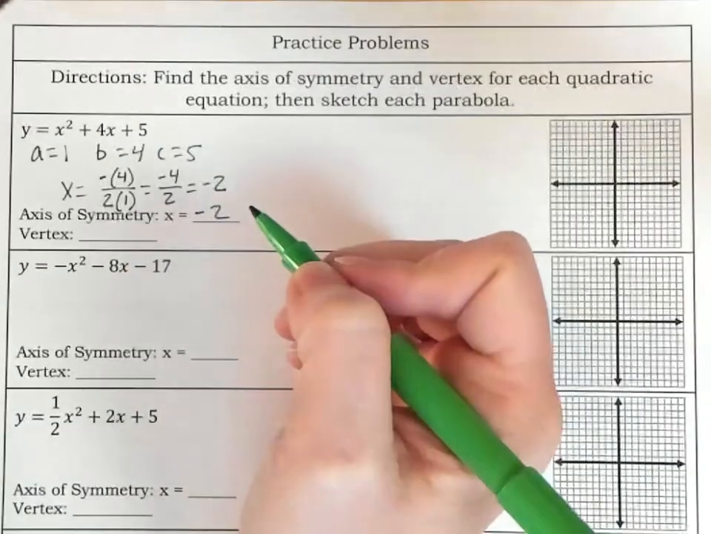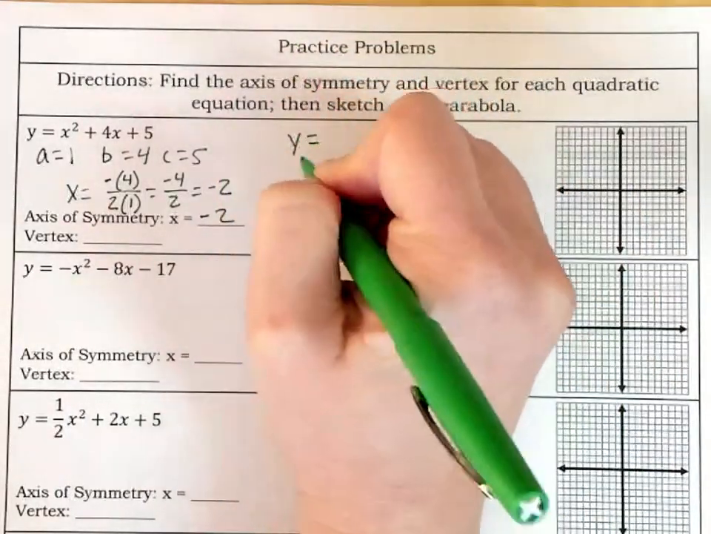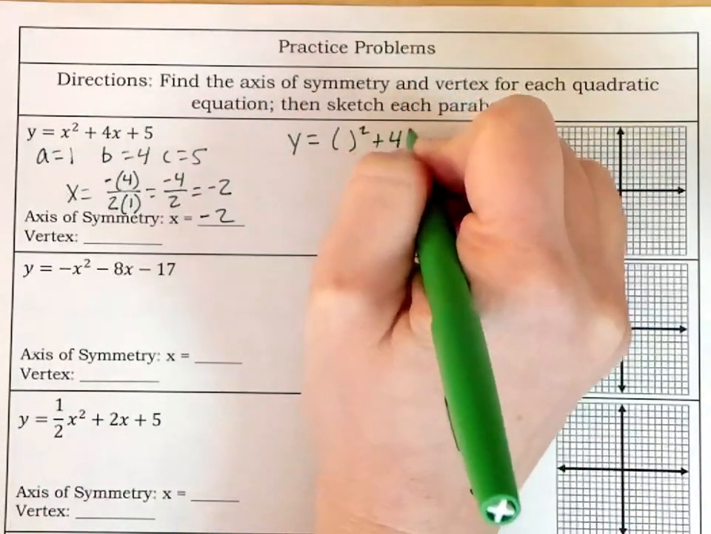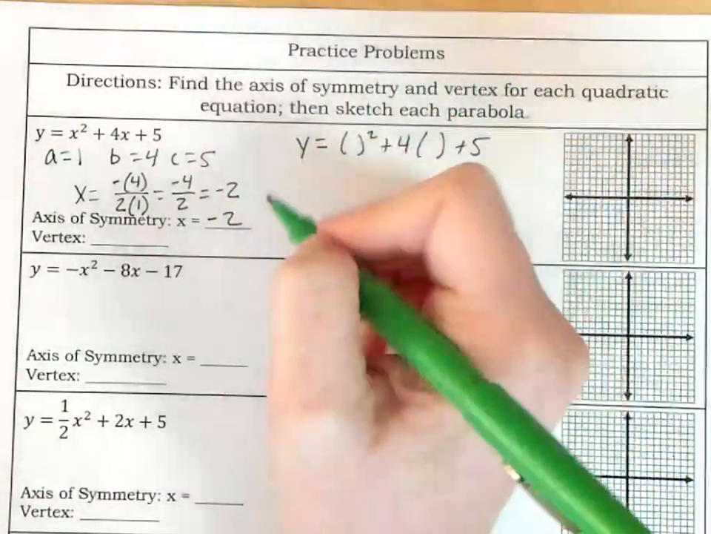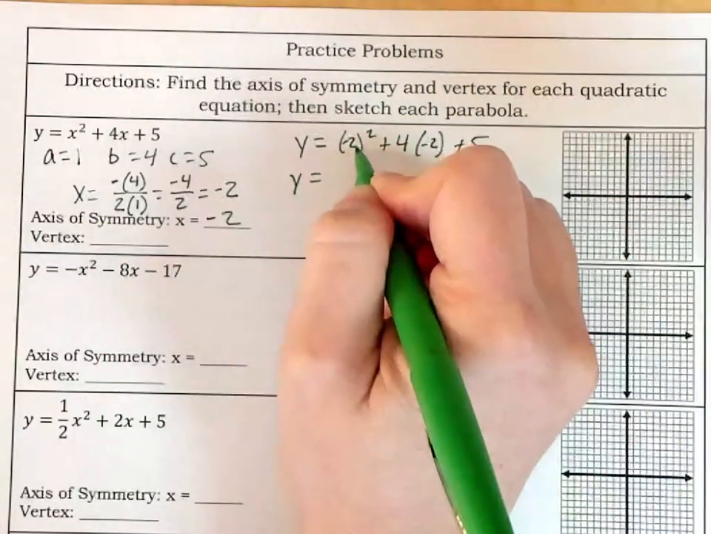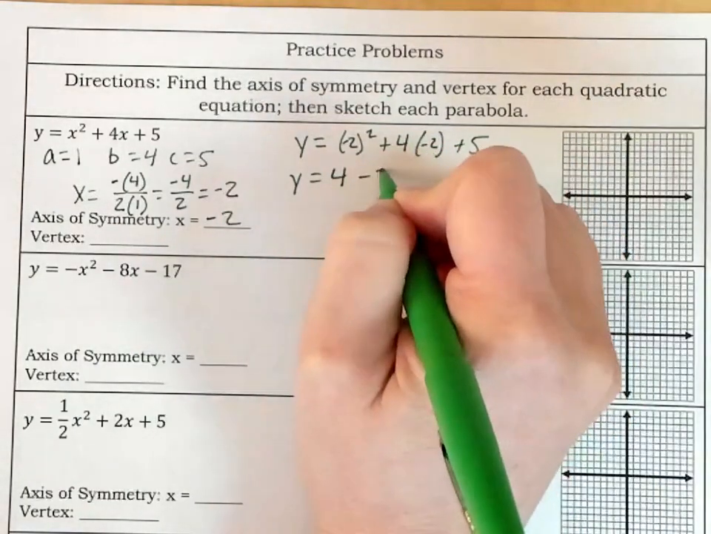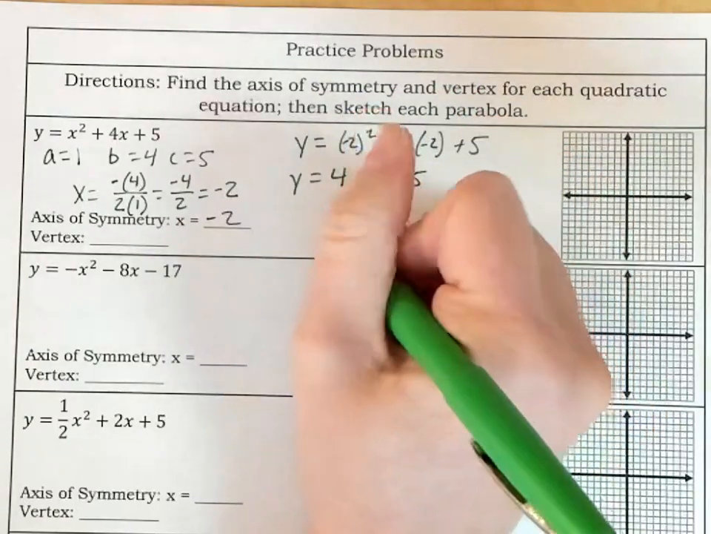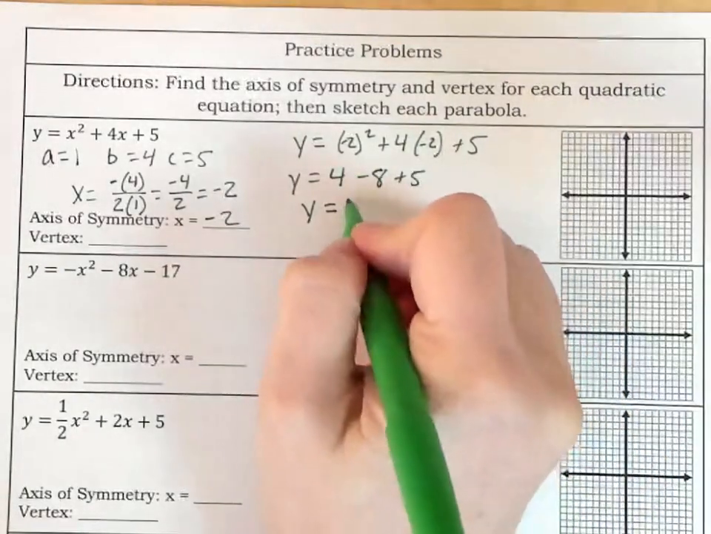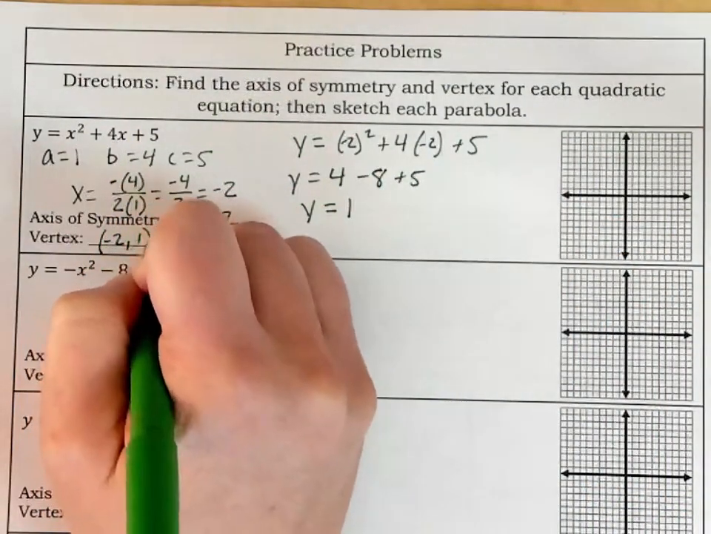All right. From there, we need to find our vertex. So we're going to again take that y equals our equation, plug in place of the x our x value that we just found. So I'm going to plug in a negative 2 and a negative 2. So when I square negative 2, of course 2 negatives becomes a positive. 4 times negative 2 is a negative 8. Add the 5, and I end up with here a positive 1 for my y value. So my vertex is going to be negative 2, 1.